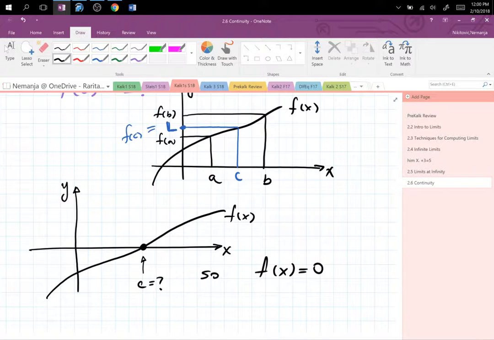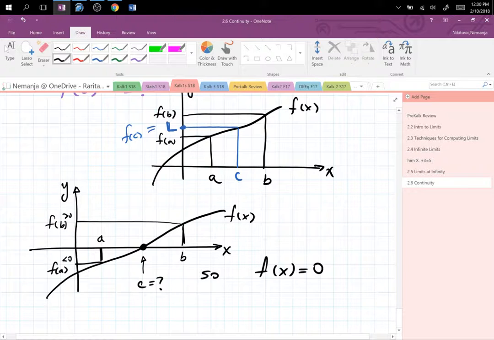Now look at the coolest thing in a galaxy. Maybe, I don't know. You pick value a, which gives you f of a, and you see that f of a is smaller than 0 because it's below the x-axis. It's a negative y value. And you pick b randomly, and you see that f of b is larger than 0.